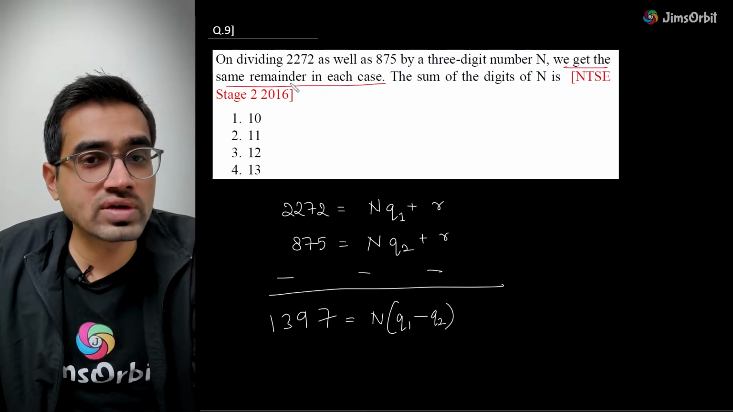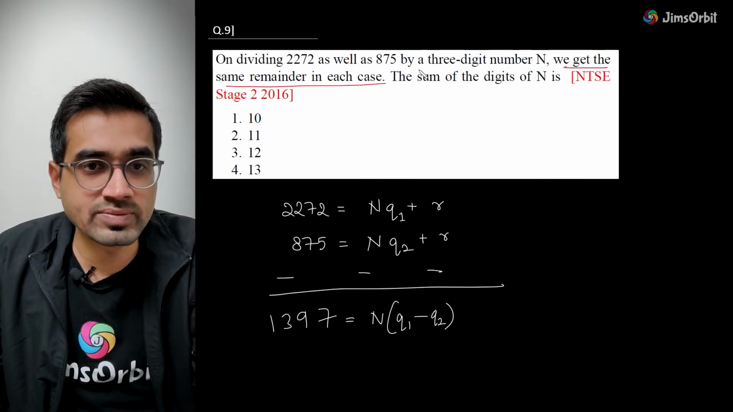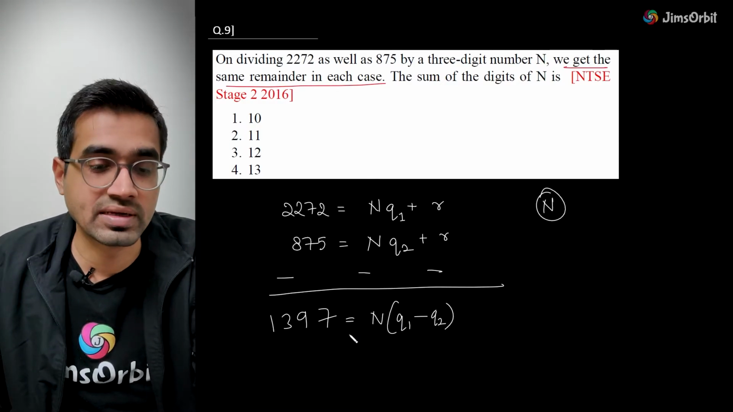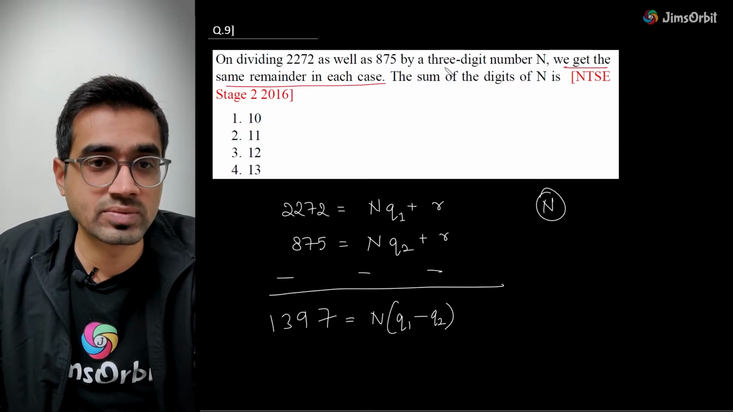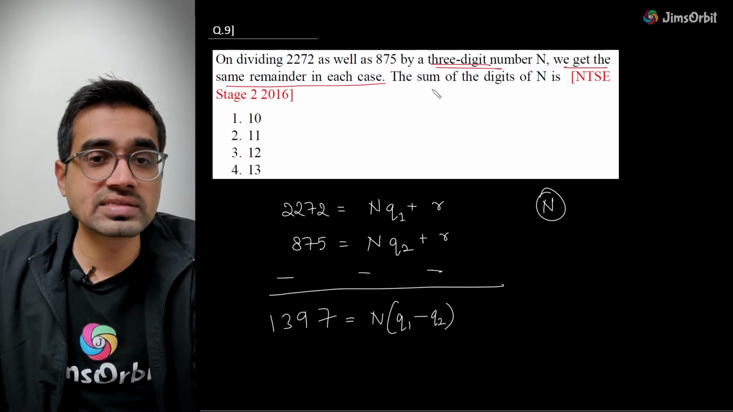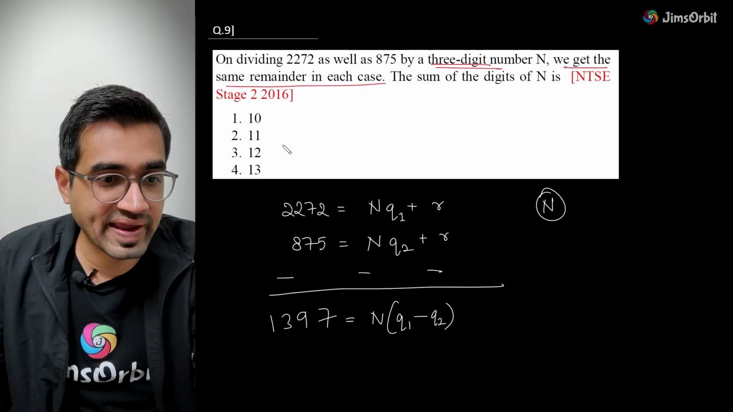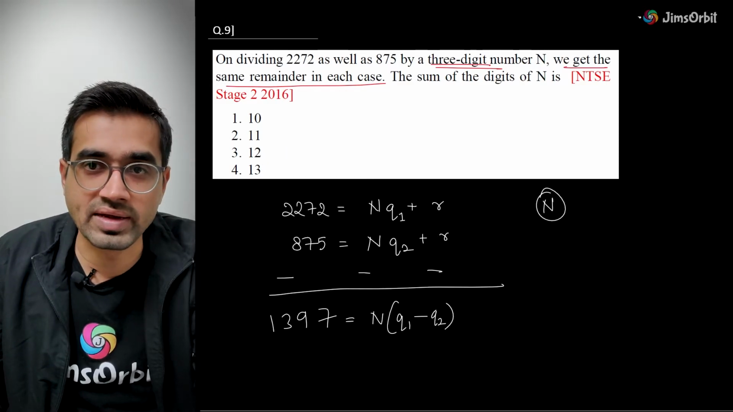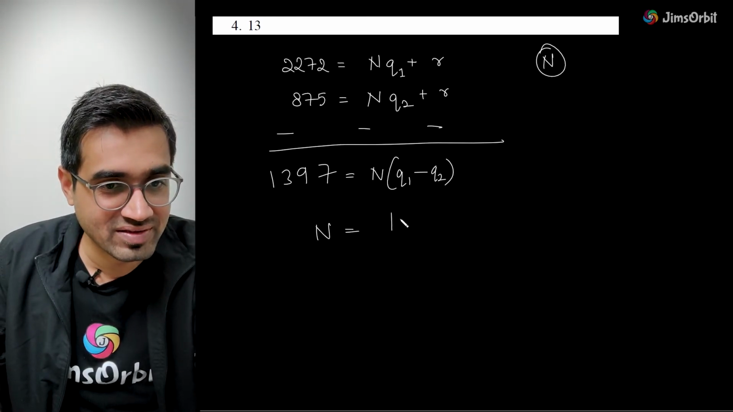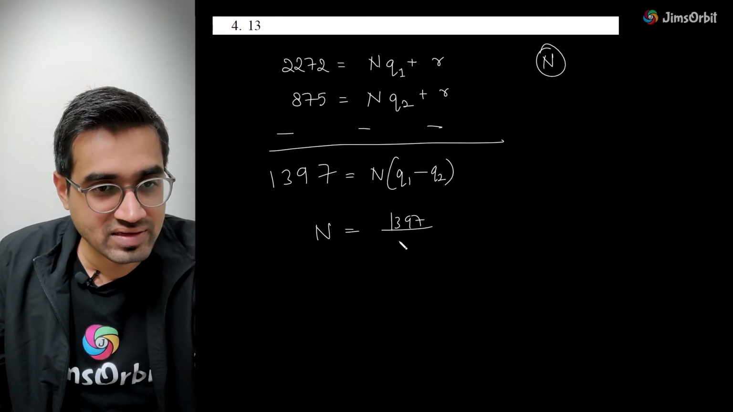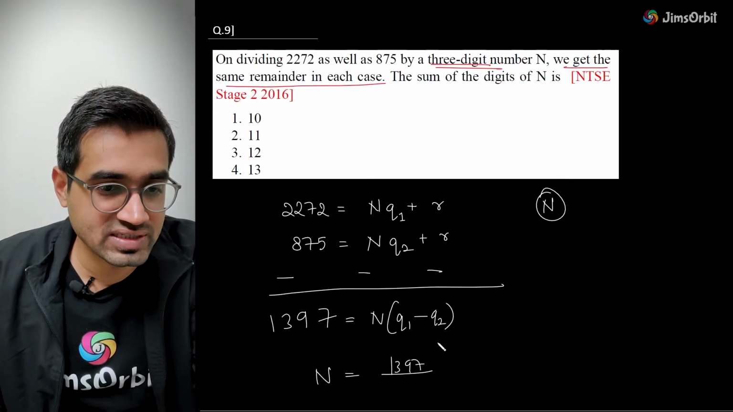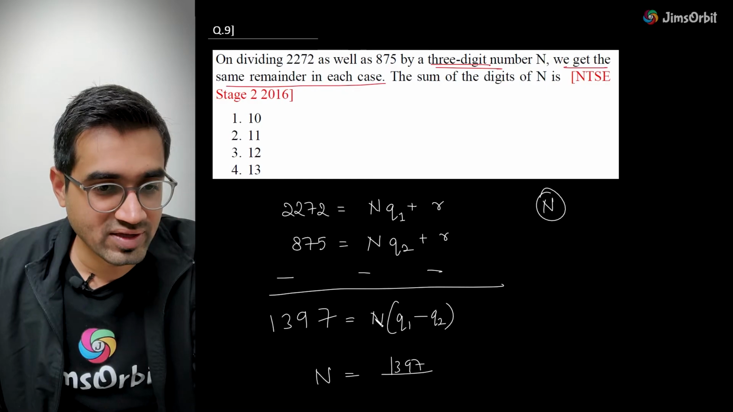Now it's given that on dividing this by a 3-digit number, it's a 3-digit number also. Great. This is another piece of information I just missed. Okay, we get the same remainder. The sum of the digits of n can be 10, 11, 12 or 13. Okay, let me think now. Just give me a moment. I have to think now. What I can say is the difference of the quotients, and this is n.